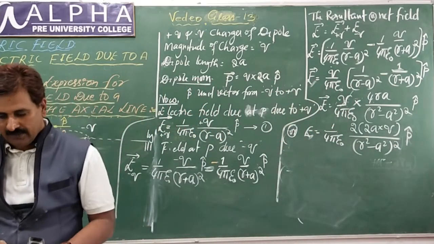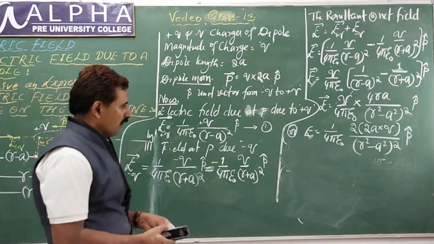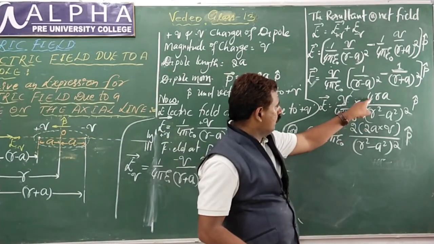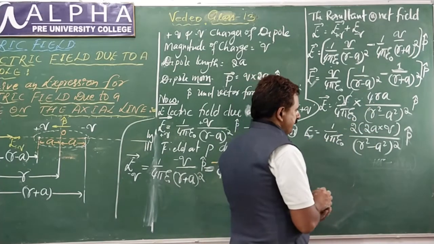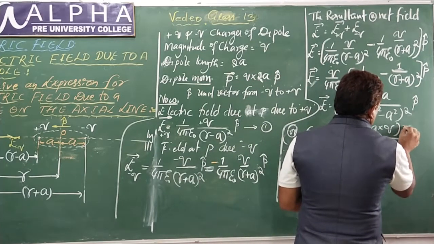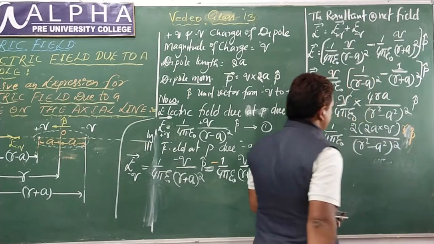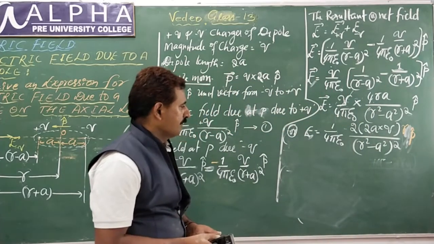Students, observe carefully. Anything wrong here? No. 2 2s are 4. R is missing, right? R into P cap. Okay, R is there. Fine.